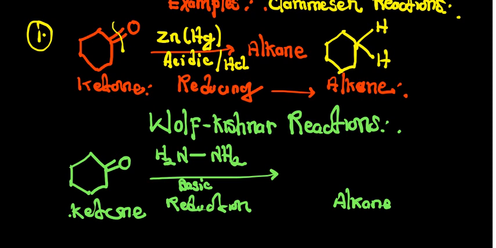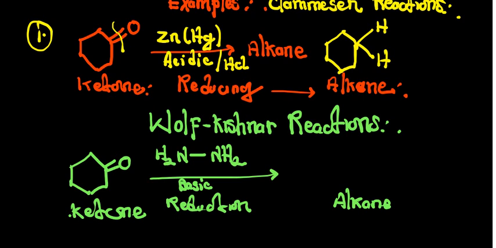So I first of all want you to note the difference between the Clemmensen reaction and the Wolff-Kishner reaction. Under the Clemmensen reaction, we were having the zinc plus the mercury in the presence of an acid to reduce the ketone to the alkane. That is what we are calling the Clemmensen reaction.